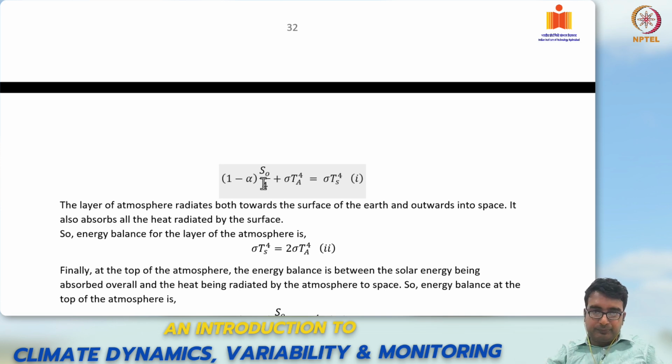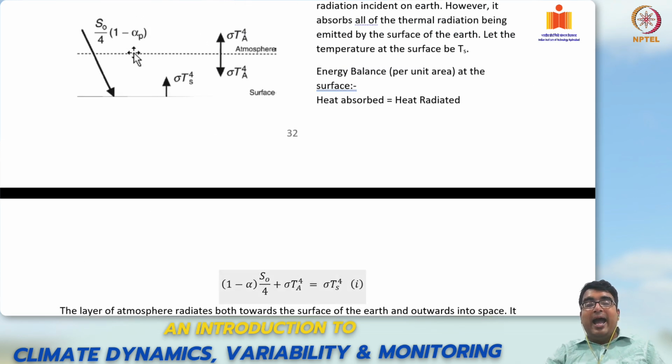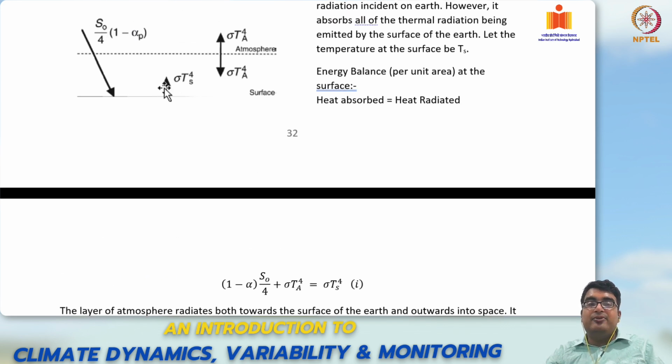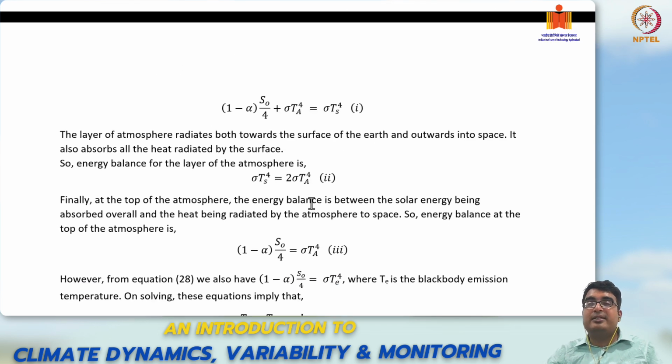Okay. Now, we will look at the atmospheric layer. It is receiving heat from the surface. It is not receiving heat from the solar radiation because it cannot absorb solar radiation, and it is losing heat both towards the space and towards the Earth. So, sigma Ts to the power 4, the heat received from the surface, which is at temperature Ts, is equal to 2 sigma Ta to the power 4. The heat emitted towards space and the heat emitted towards the surface.